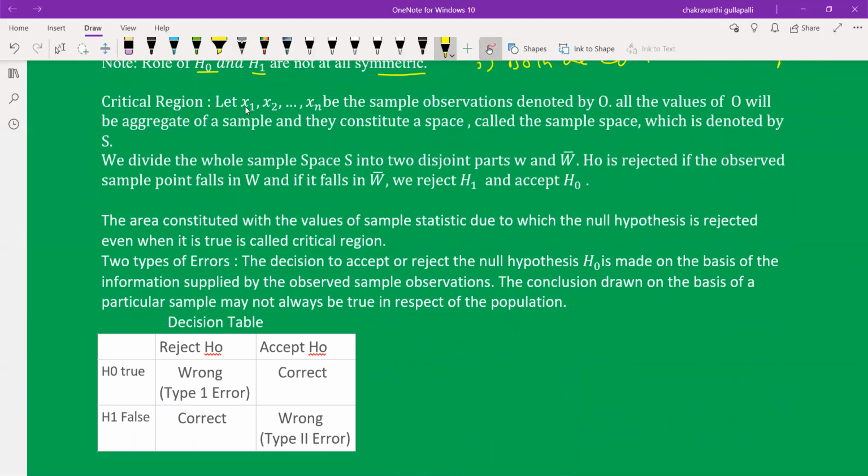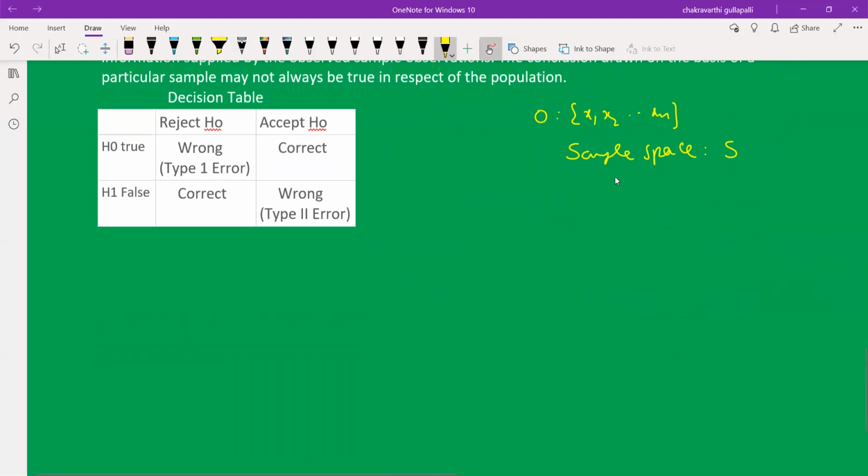Critical region is very, very important. Let x1, x2, ..., xn be the sample observations, denoted by O. All the values of O will be an aggregate of a sample and they constitute a space. Here we consider the subsets; 2 power n minus 1 subsets are possible by taking all these aggregate sample values and forming a space. This space is called the sample space, denoted by S.